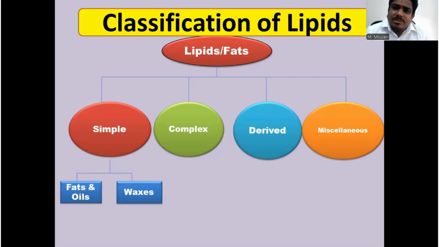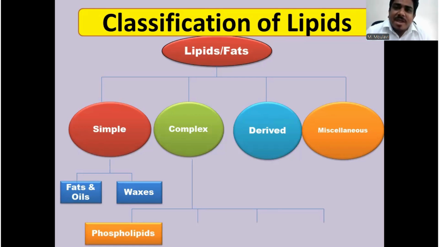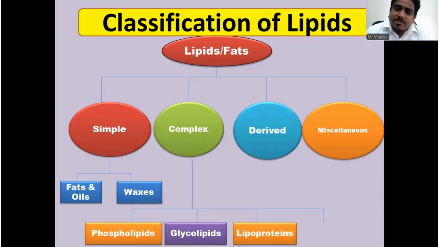The complex lipids show complex structures. They are classified into four categories depending on the additional group present in the complex lipids. The first subtype is phospholipids. The second subtype is glycolipids. The third subtype is lipoproteins, and the fourth is other complex lipids. So this is the detailed classification of lipids.